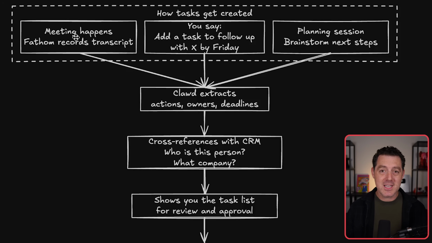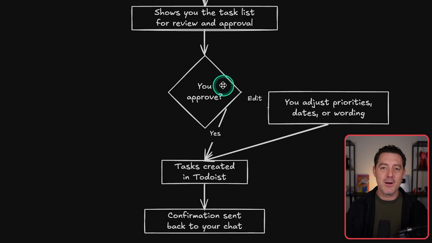Again, all of this gets stored locally. I can also just simply say, okay, add a task to follow up with X person by Friday, and all of it gets extracted: actions, owners, deadlines, cross-referenced with the CRM. Who is the person? What is the company? It looks at all of the context it has about them, shows me the task list. If I approve it, it puts it into my Todoist, which is the to-do list app that I use.